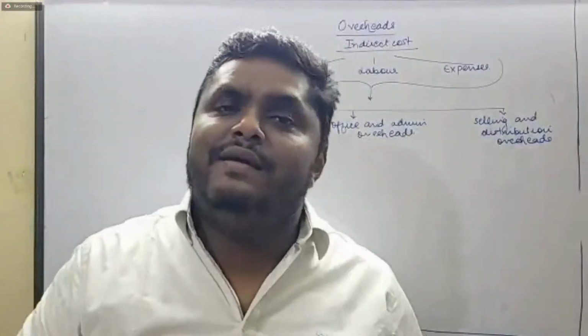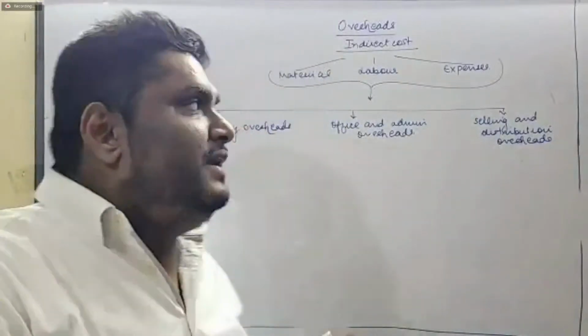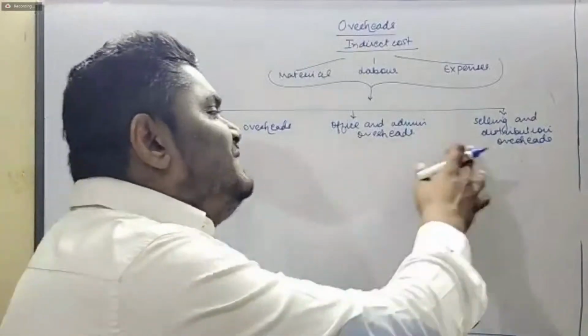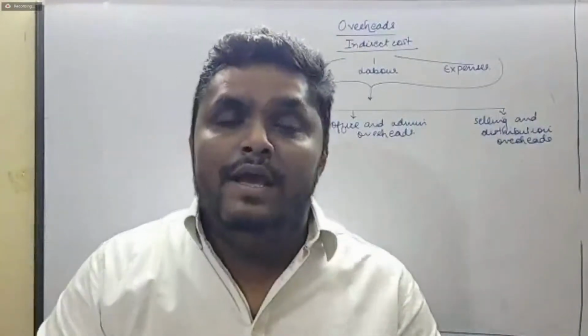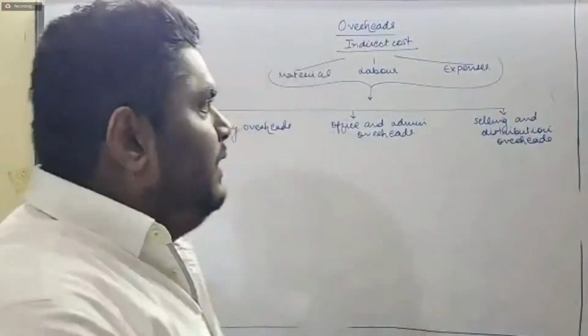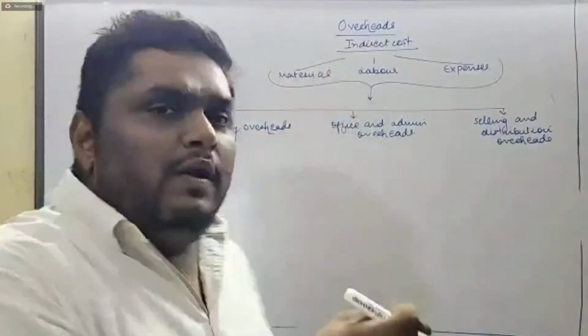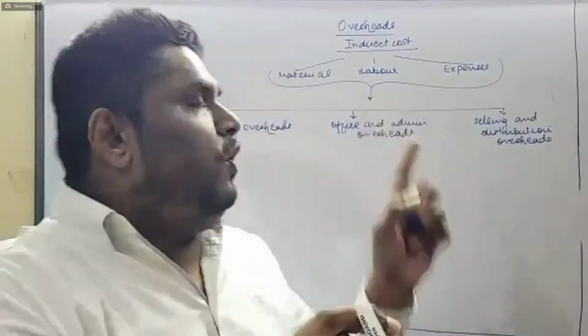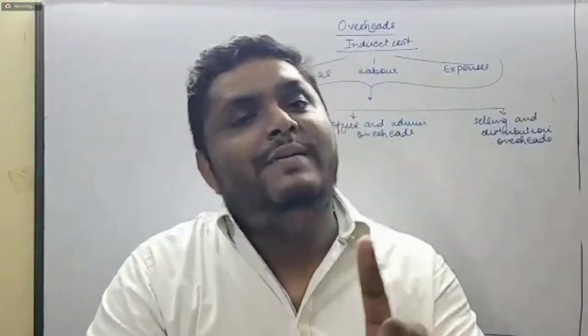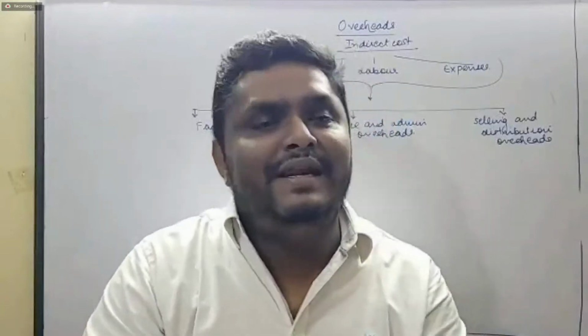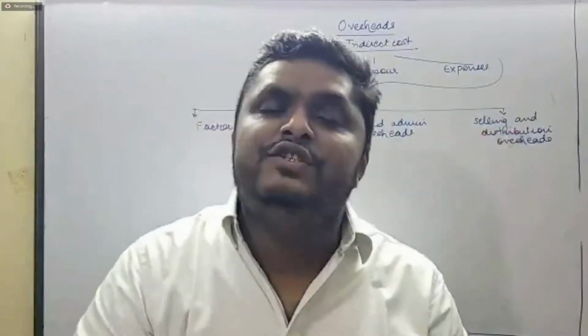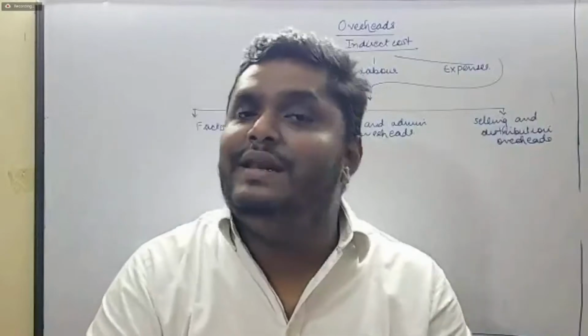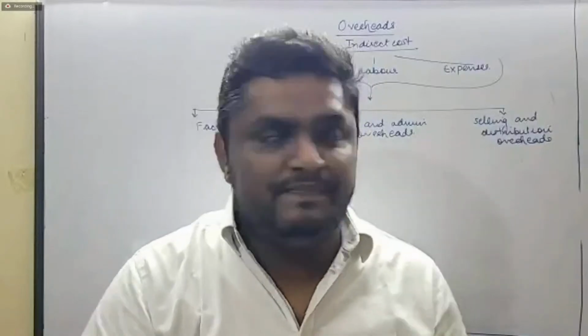These overheads can be incurred at three stages, that is factory level, office level, and selling and distribution level. Guys, do make a note of it that at factory level also it can be indirect material, indirect labor, indirect expenses. At office and administration level also it can be indirect material, indirect labor, indirect expenses. And at selling and distribution level also it can be indirect material, indirect labor, and indirect expenses.